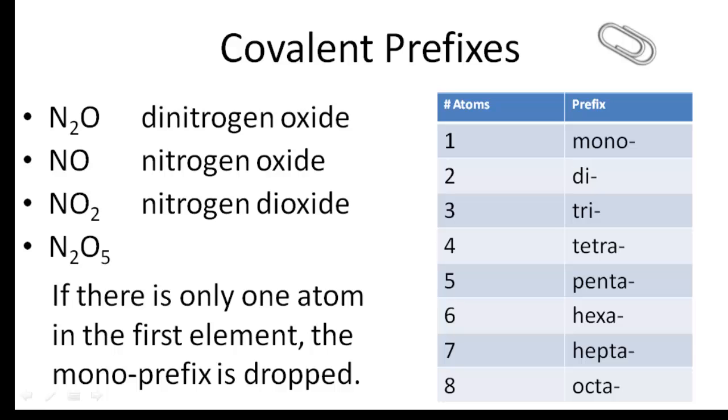N2O5. Look up your prefixes. By the way, make sure you write those prefixes down because you use them throughout covalence. Dinitrogen pentoxide. So let's practice a few.